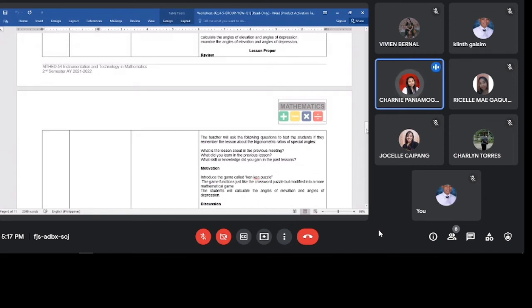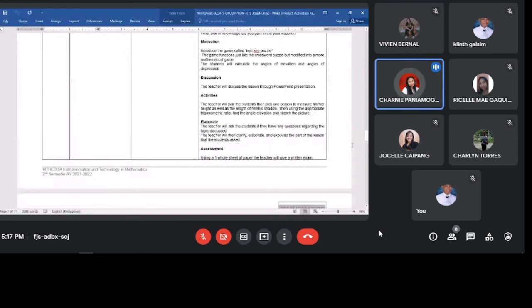For the motivation, the teacher will introduce the game called KenKen Puzzle. The game functions just like a crossword puzzle, but modified into a more mathematical game. Then the students will calculate the angles of elevation and angles of depression.